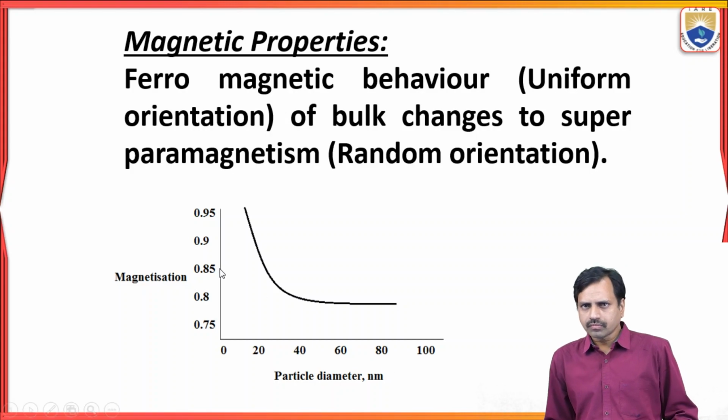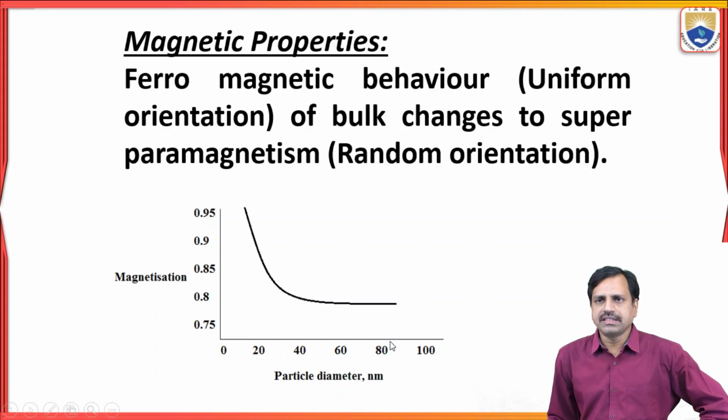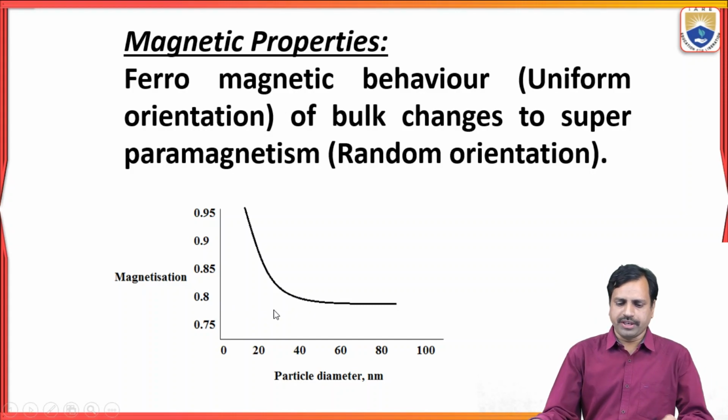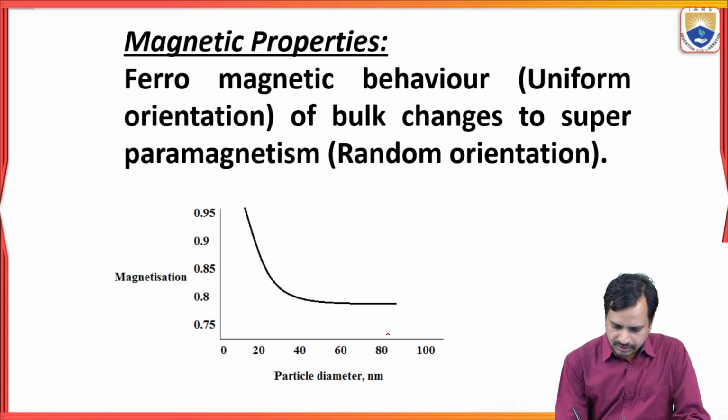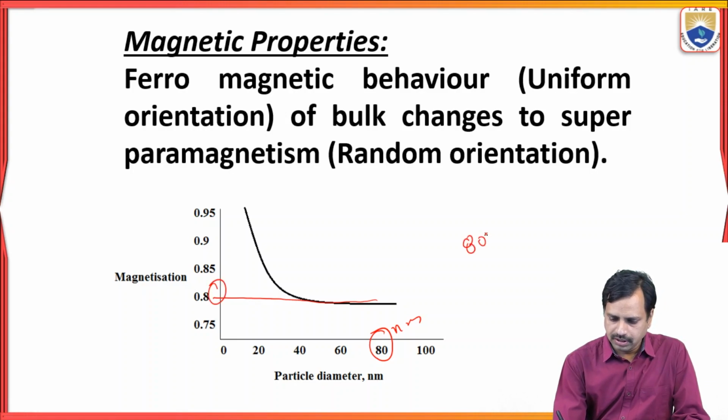So we'll see by taking a graph, with particle size on the x-axis and magnetization on the y-axis. We'll see one example. When the particle size is 80 nanometers, the magnetic moment is only 0.8.